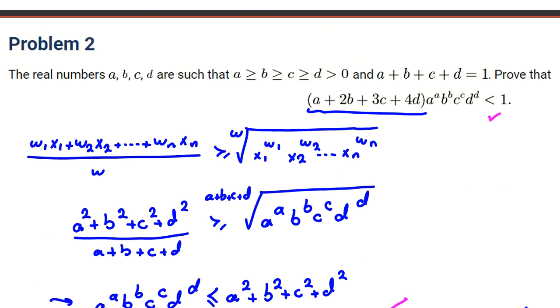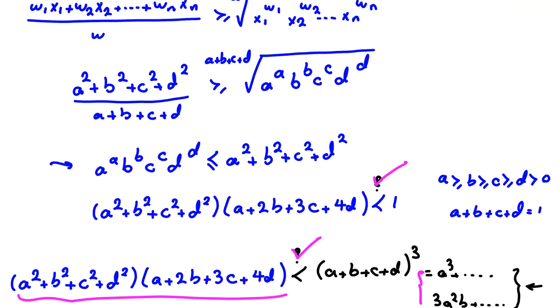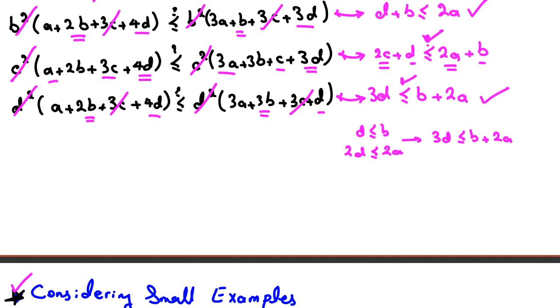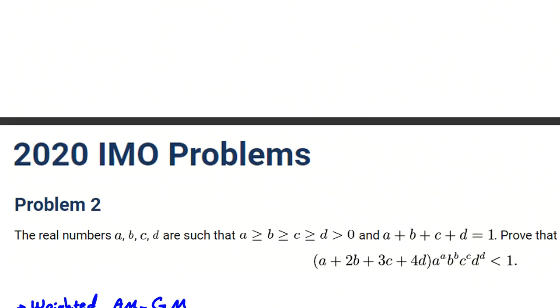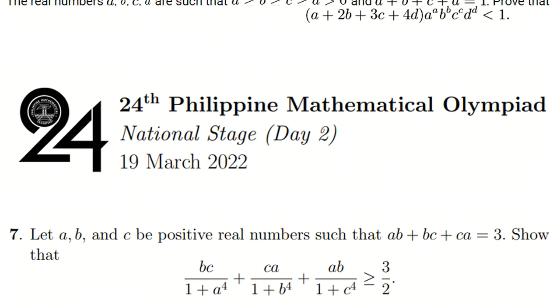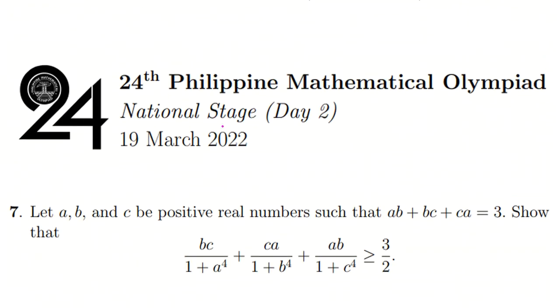So in this problem, you've learned weighted AM-GM and homogenization. Homogenization is very useful. Also, for example, in this problem of PMO, the Philippine Mathematical Olympiad national level 2022, you need to use homogenization too. Try to do this problem as homework. I released the solution of this in my previous videos.